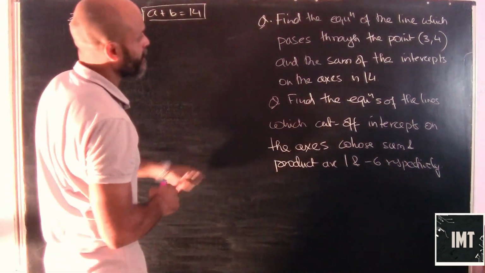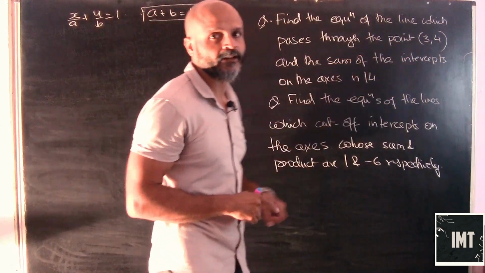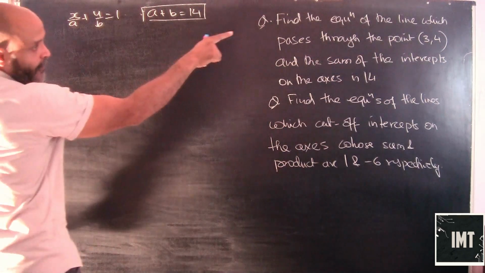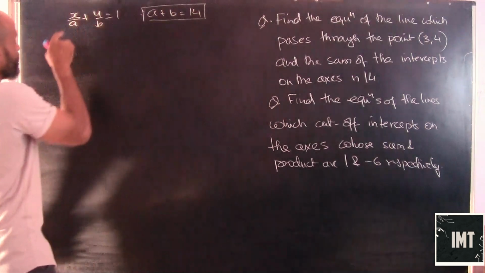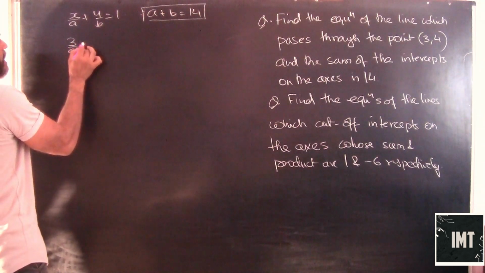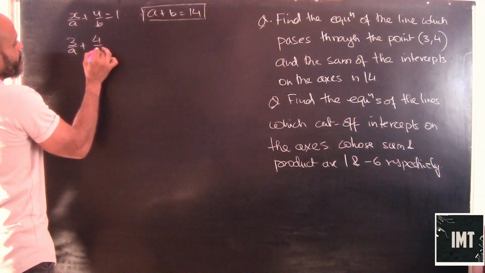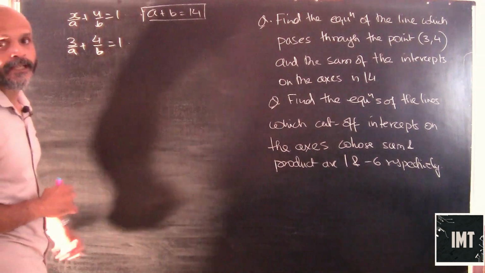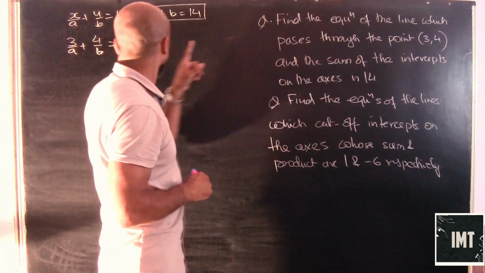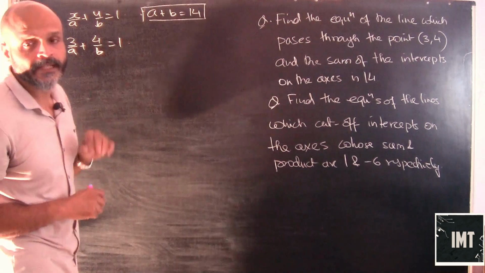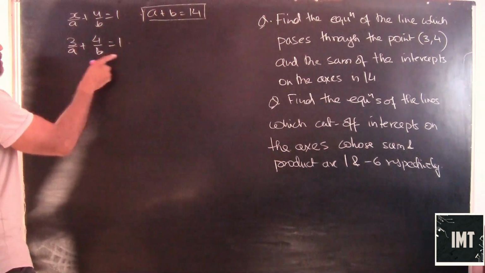Now this line passes through the point 3 and 4. So we can put the value of x as 3 and y as 4 in this equation. So this will be 3 by a plus 4 by b is equal to 1. A plus b is equal to 14, along with 3 by a plus 4 by b is equal to 1.